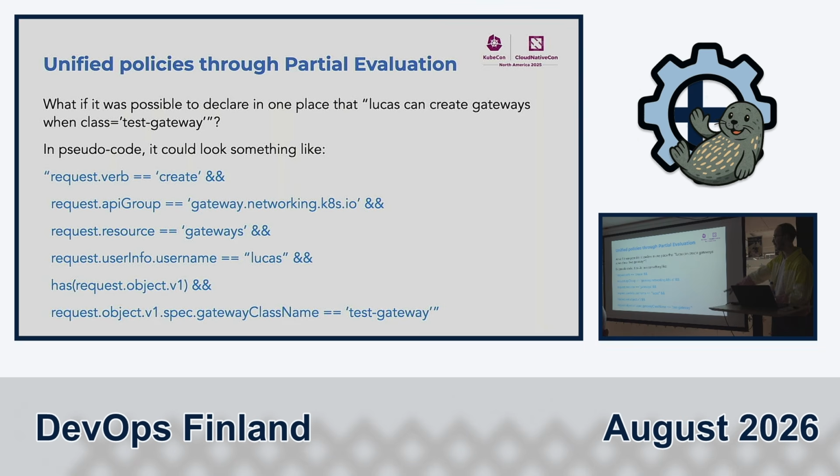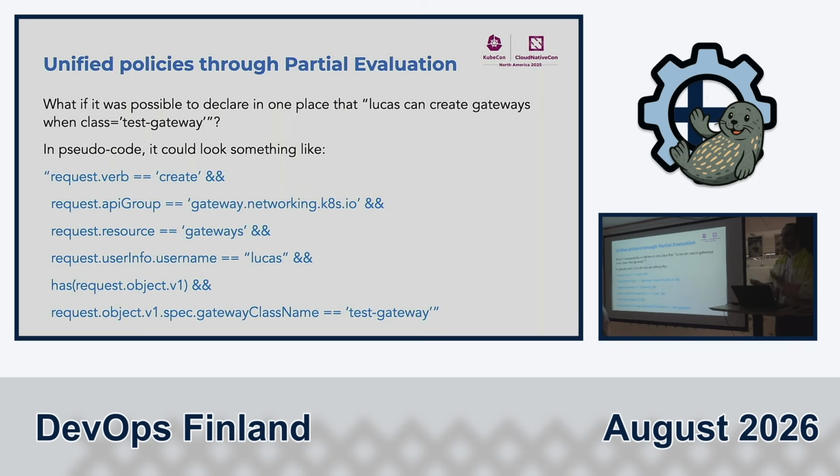If you have this, now this is written in pseudocode, there's no specific syntax, but if you have a policy which says something like Lucas can create gateways with this specific class, saying that in a more formal way would be that the verb has to be create, or an HTTP post. It has to have the resource gateways. The username should be Lucas. There should be a request object, and that request object's gateway class should be this test gateway. And all of those have to be satisfied. And if all of those are satisfied, this expression returns true, which means that the request can succeed.